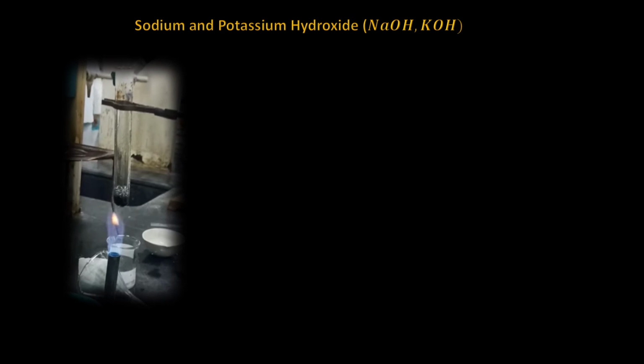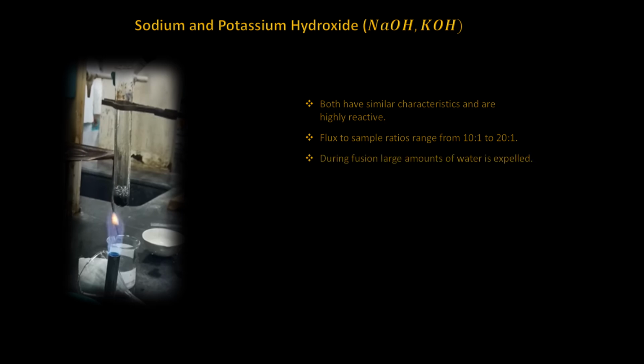Sodium and potassium hydroxides have similar characteristics. Both are highly reactive and alkaline. Potassium hydroxide is more reactive than sodium hydroxide. Now, flux to sample ratios will range from 10 to 1 through to 20 to 1, all depending on the matrix of the sample. Being hydroxides, during fusion, large amounts of water may be the result and will be expelled during the fusion.